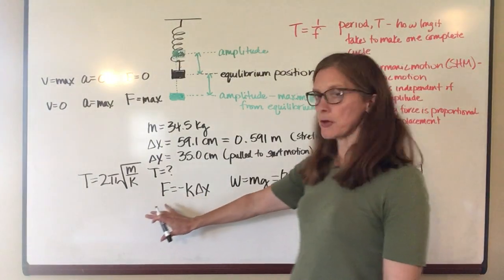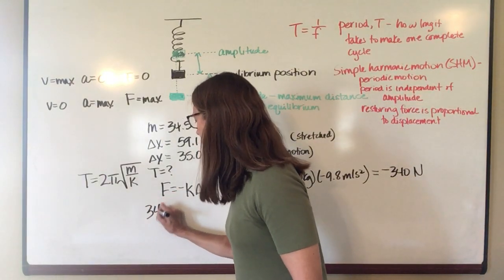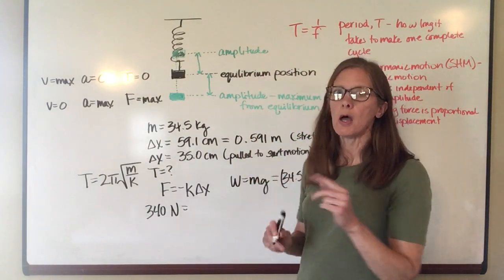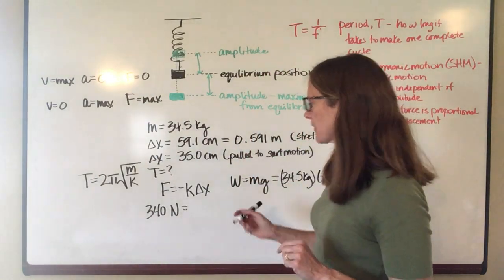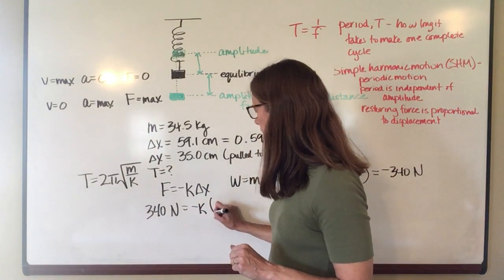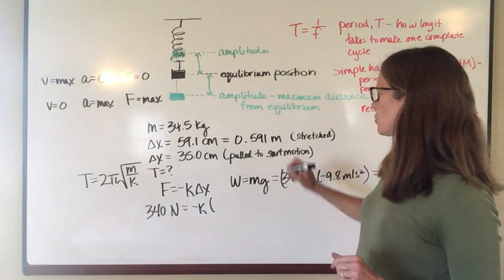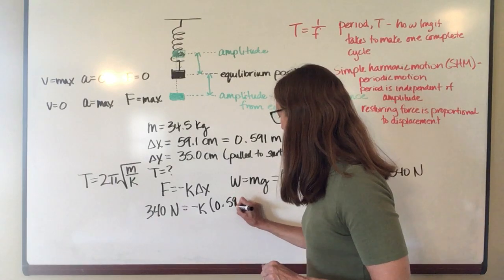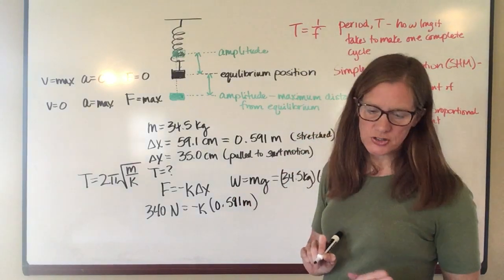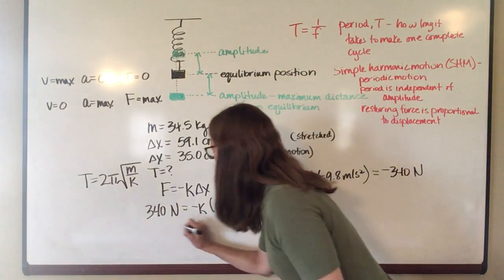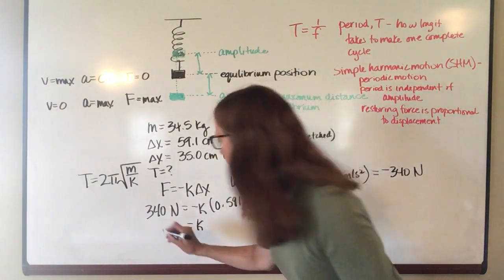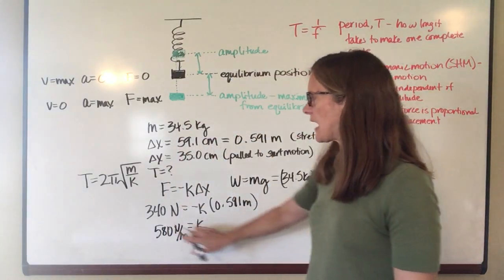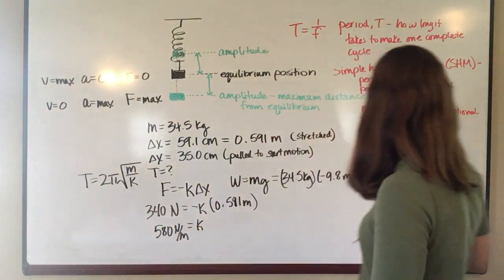That tells me that the force then is going to be a positive 340 newtons, because remember, they're equal in magnitude but opposite in direction, because at equilibrium there is no net force on it. I don't know what k is, and delta x is going to be the amount that this was stretched. So this is going to be 0.591 meters. So when I solve this for k, that is going to give me a k equal to 580 newtons per meter. So now I have k, now I can actually go in and calculate the period.